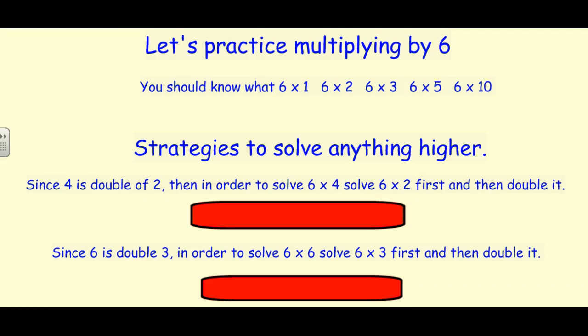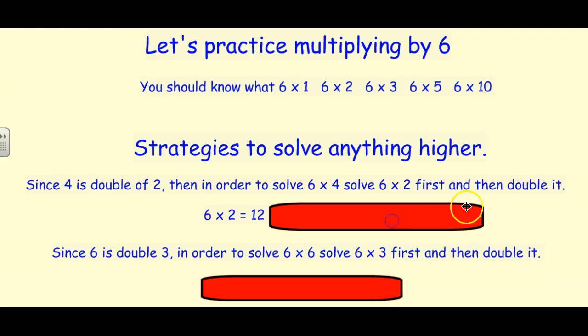So for the first one, since 4 is double of 2, then in order to solve 6 times 4, you first need to solve 6 times 2 and then double that answer. So, solving 6 times 2 first, I want you to write that down and then I want you to solve it. Push pause to do that. So 6 times 2 is going to give me 12. So now I need to double that. And I'm not doubling 6 times 2, I'm doubling 12.